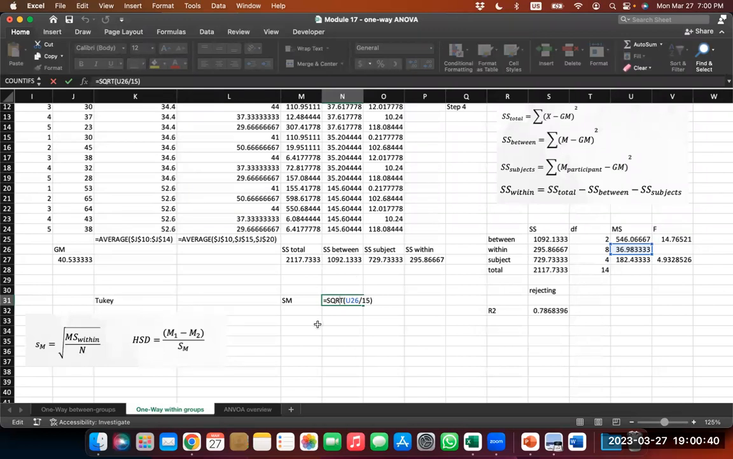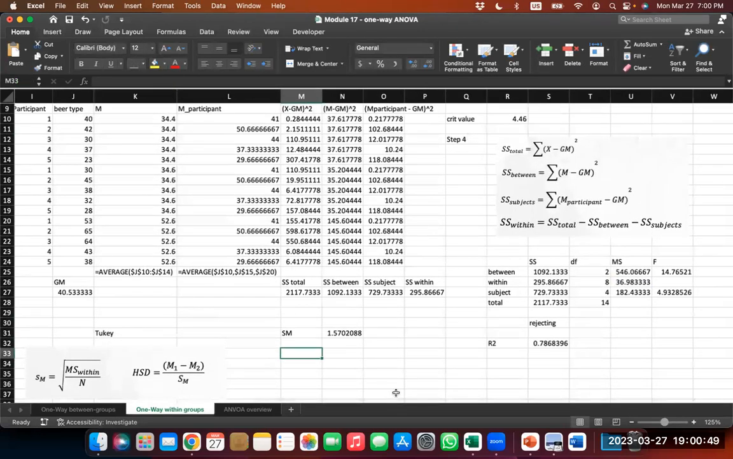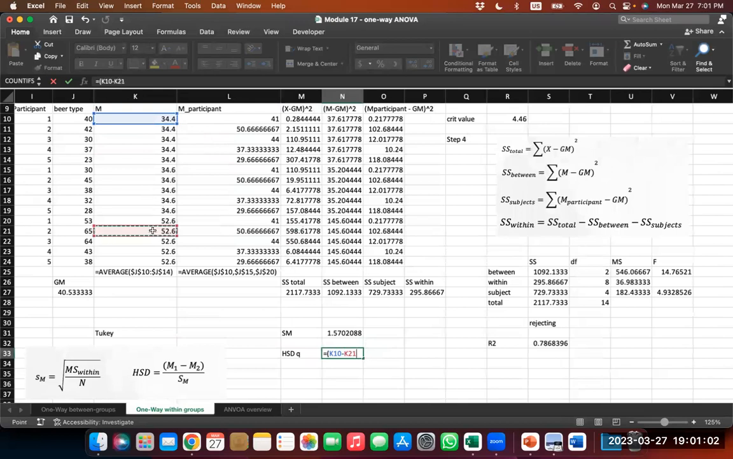So we have now our standard error of the mean, that's 1.57. We are interested in the difference, let's say the difference between cheap and so on. So now for HSD, the Q is M1 minus M3, because that's what we're really interested in, divided by our standard error of the mean. So that's this absolute.